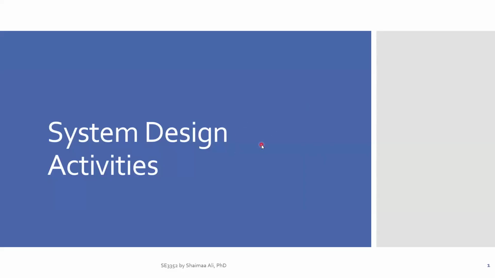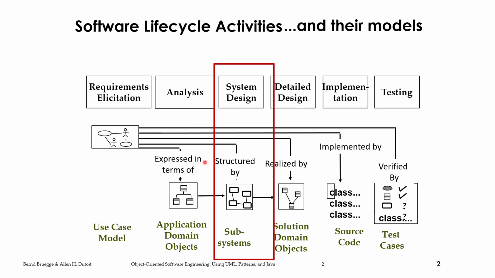This week we're gonna continue talking about system design activities. Just a reminder of the context and the stage that we are at the moment. We talked about the requirement engineering stages, including requirements elicitation and analysis. And now we're talking about the system design stage, which is the closest to the requirement engineering stage and precedes the detailed design or the low-level design.